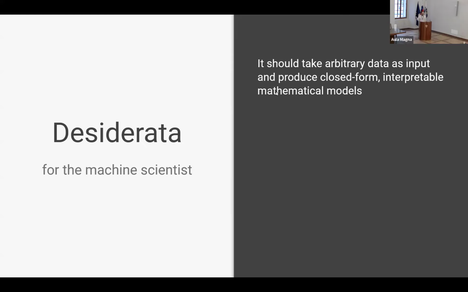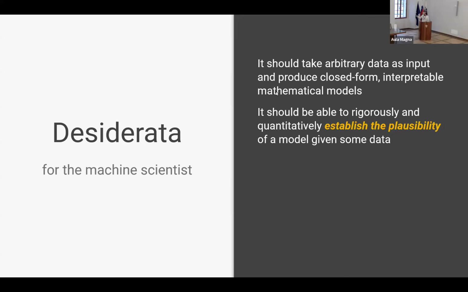Okay, so the first one is just the definition of the problem. A machine scientist has to take data as input and produce closed-form, interpretable mathematical models of the data. So this is what I've just stated. The next two are a bit more substantial. Basically, the first one is that it should be able to quantitatively and rigorously from first principles, meaning from first mathematical principles on strong mathematical grounds, establish the plausibility of models, okay?